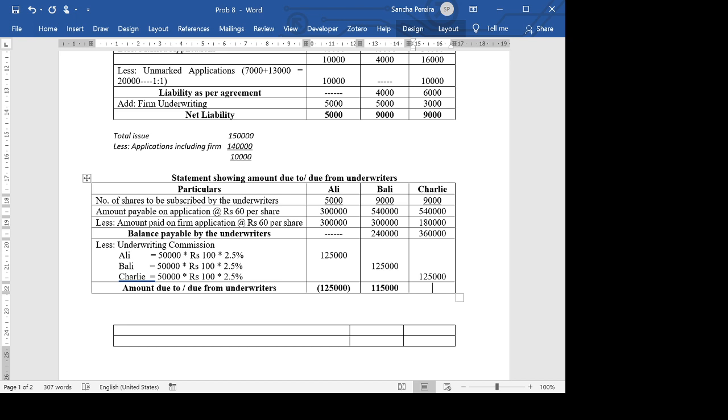Same in case of Charlie, the underwriter will have to finally pay the company because he has to pay more. That will be 3,60,000 minus 1,25,000, which would be 2,35,000.